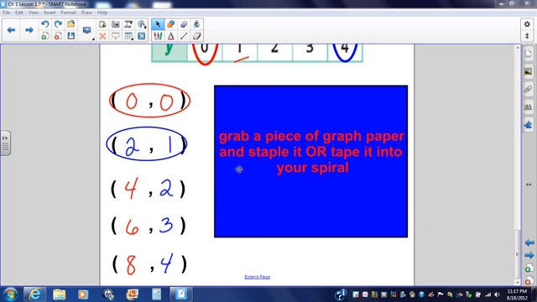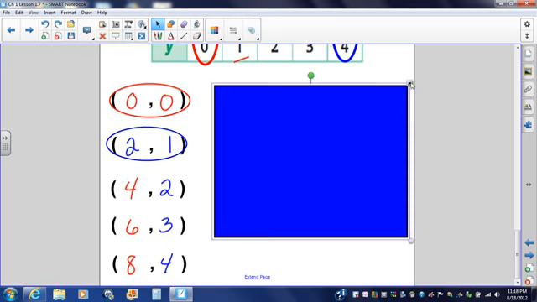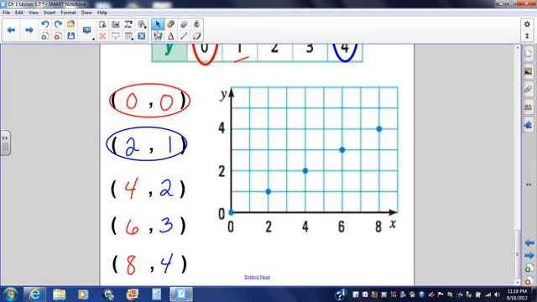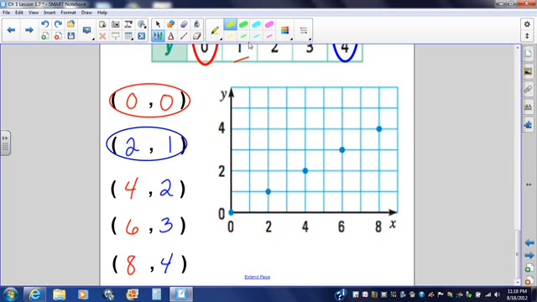Okay, now I'm going to ask that you grab a piece of graph paper, and since I did not tell you to bring it in yet, my bad, I will provide you with a piece of graph paper. You're going to take a piece of graph paper and staple it or tape it into your spiral. So go ahead and do that now. Tape it or staple it into your spiral while I'm getting rid of this. Now, you are simply going to draw yourself a grid.